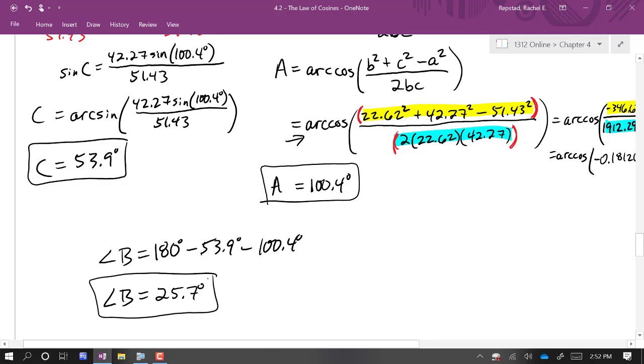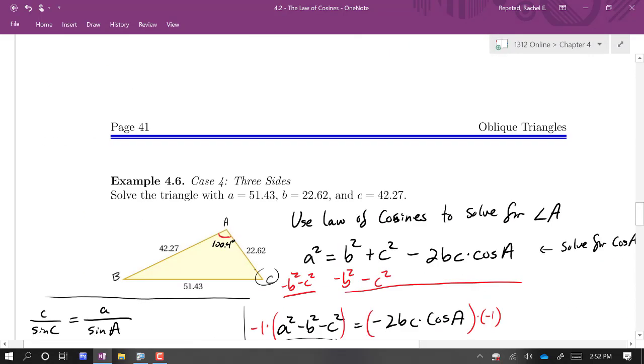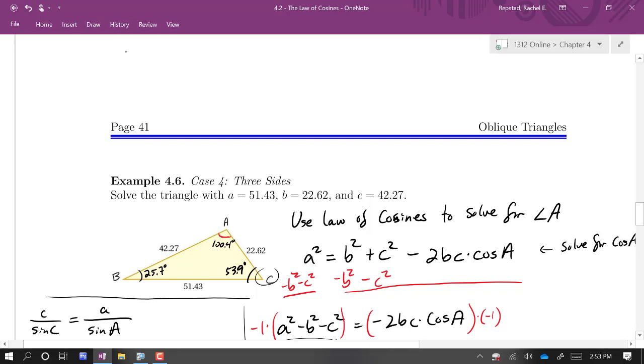And now you can go back and check these, right? We knew all of the sides. We were solving for the angles. So just doing a quick check. C was 53.9 degrees. Angle B here is 25.7 degrees. And we could do a quick check to see that yes, the longest side is opposite the biggest angle, the shortest side is opposite the smallest angle, and so our answers make sense.